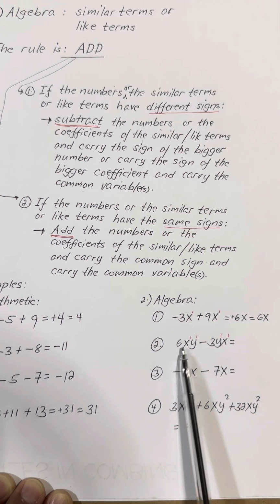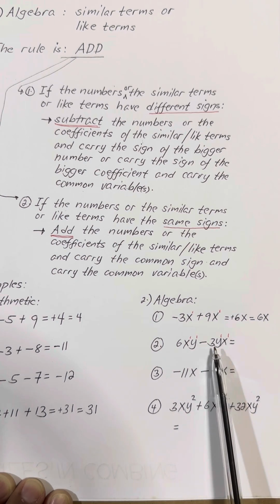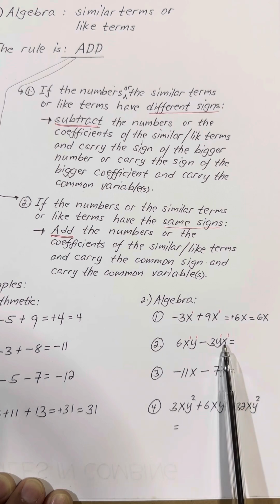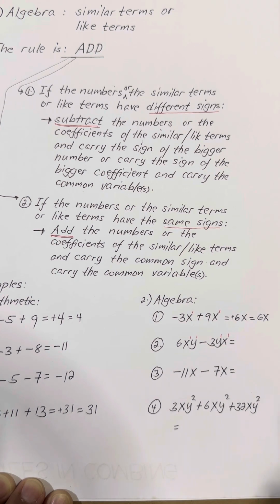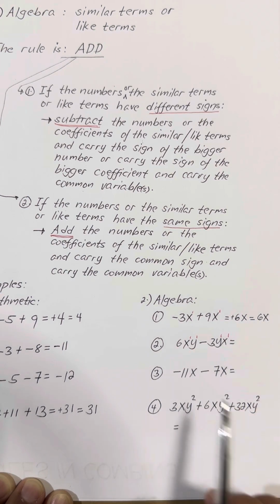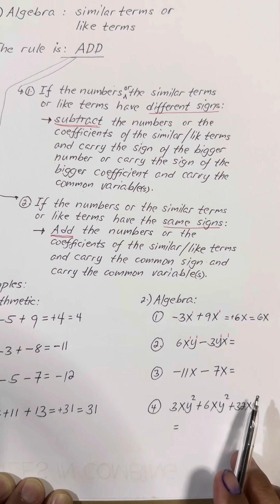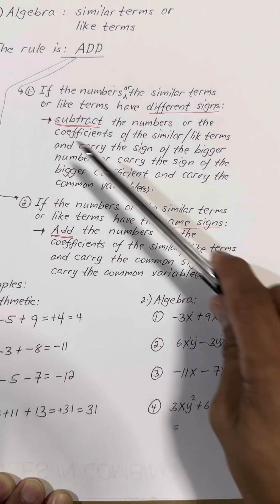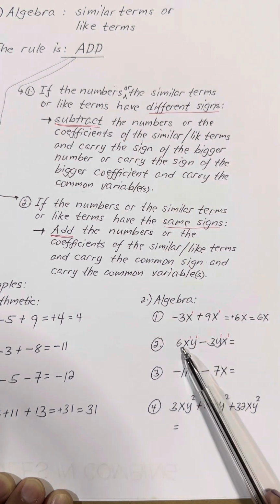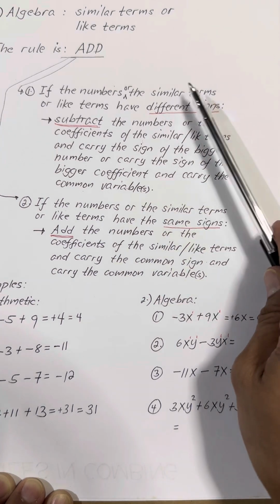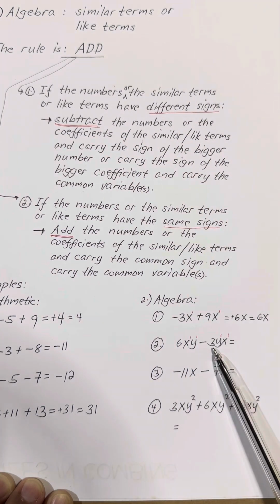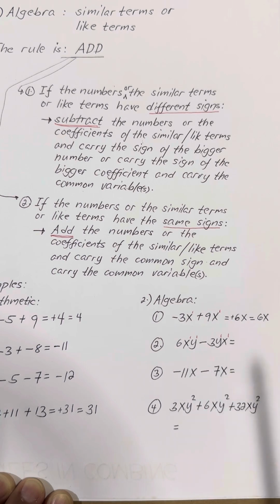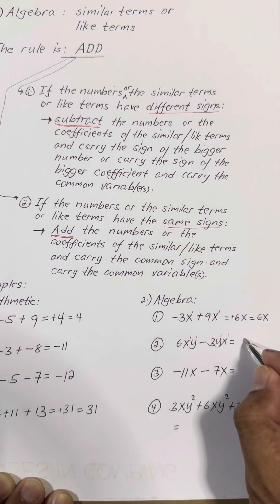This means 6 times x times y. This is the same as 3 times y times x. So when you multiply, we know that we can interchange their positions and the result will be the same. So we can consider these as similar terms. Let's proceed to rule number 1. They carry different signs, so rule number 1 is to subtract. Subtract the coefficients. 6 minus 3 is equal to 3.